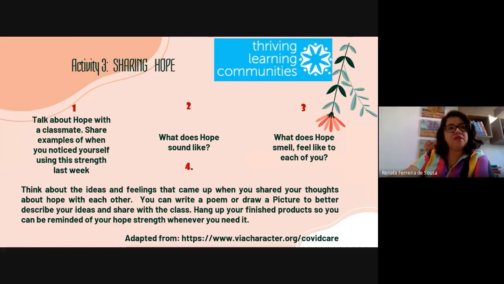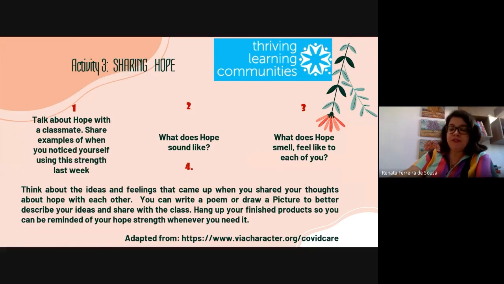On the fourth step, students can think about the ideas and feelings that came up when they shared their thoughts about hope with each other. As a production, they can write a poem or draw a picture to better describe the ideas and share with the class. They could hang up their finished products so they can be reminded of their hope strength whenever they need it. So by doing this activity, we are making the students aware of this strength in their lives.